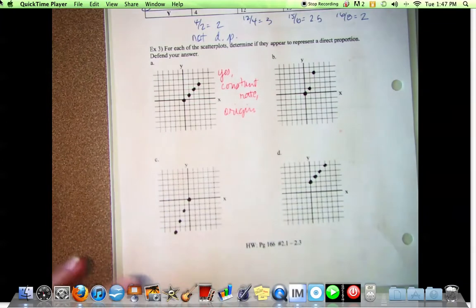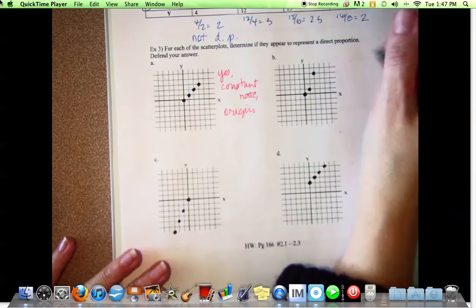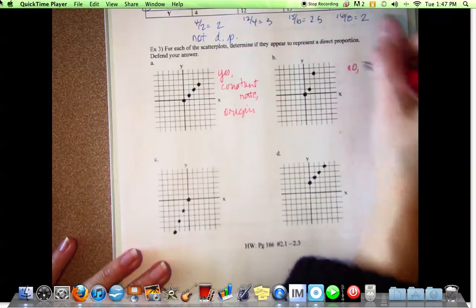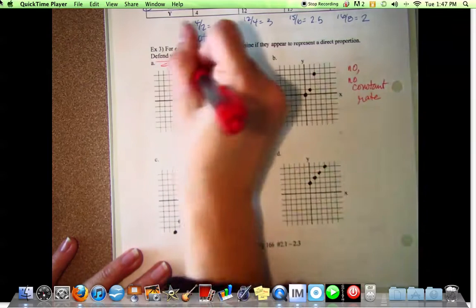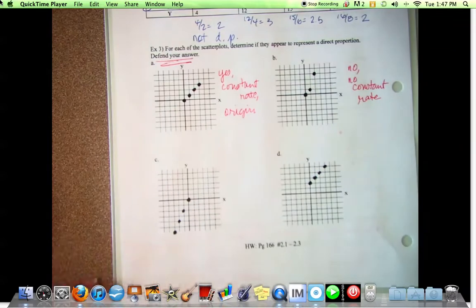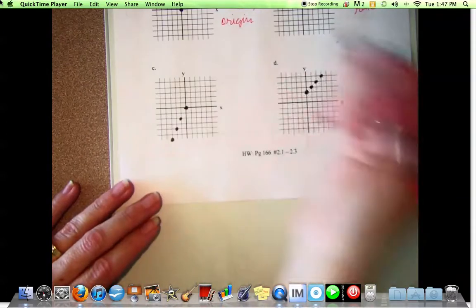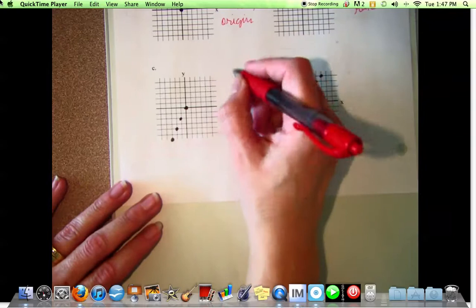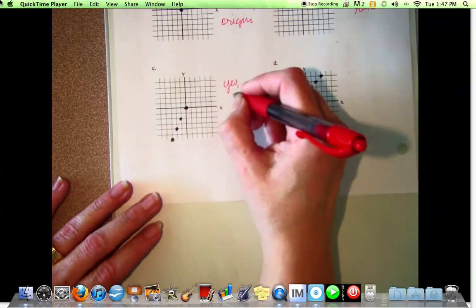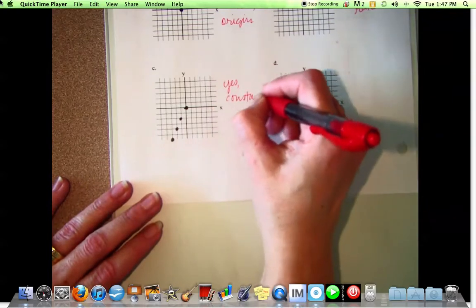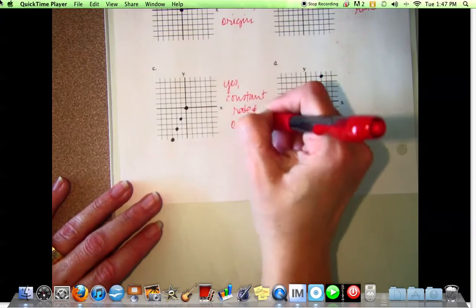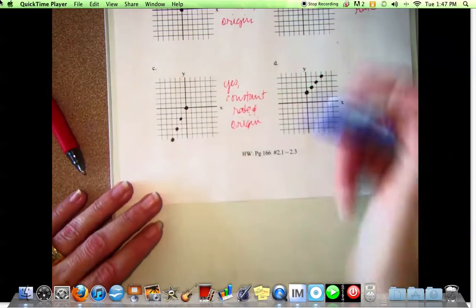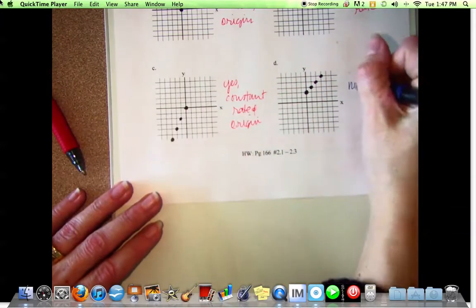All right, B. Yes or no? No. Why not? It's all scattered about. Because there's no constant rate. Again, this is defending your answer. Make sure you defend your answer. C. Directly proportional or not? Yeah. Why? Goes to the origin and has a constant rate. Constant rate and it goes through the origin. What about D? No. But it's got a constant rate. But it won't go through the origin.